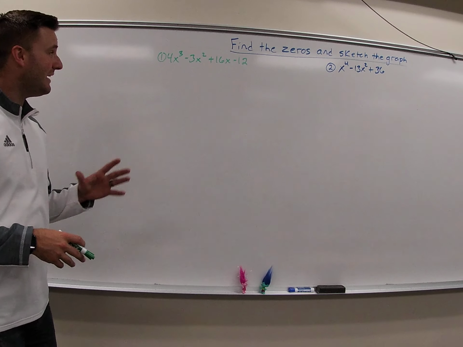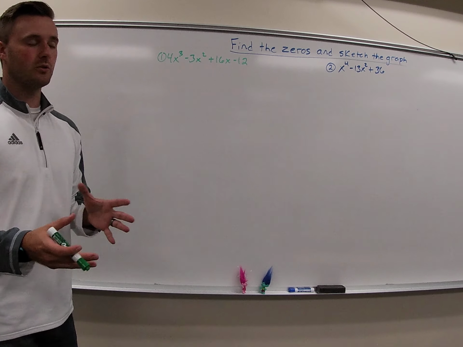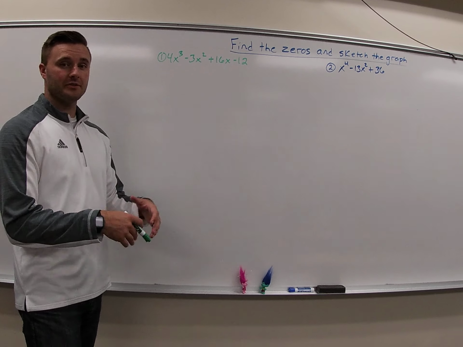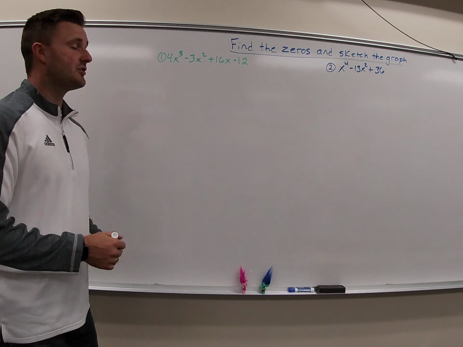Alright, today we're going to use our factoring skills in order to find out what the zeros are, or what the roots are, or x-intercepts, where this graph is going to cross the x-axis. And then we're going to sketch a graph. It doesn't have to be perfect, but we're just going to get an idea.